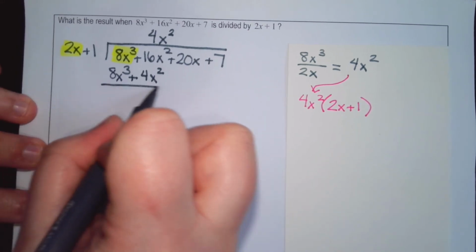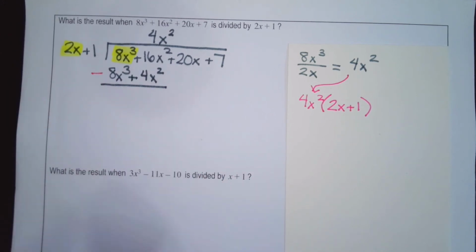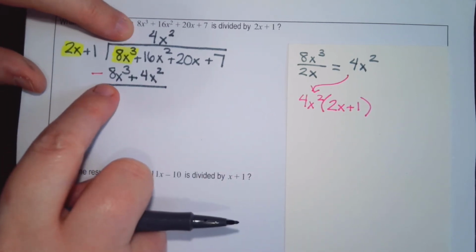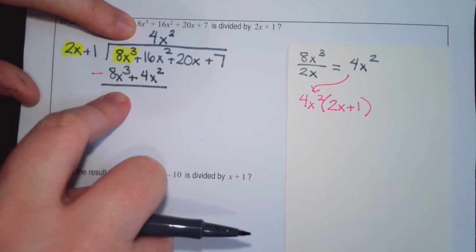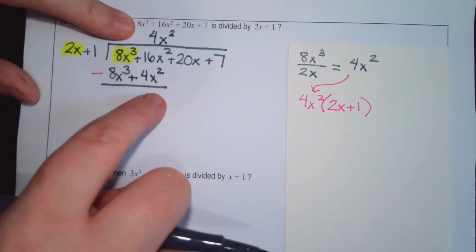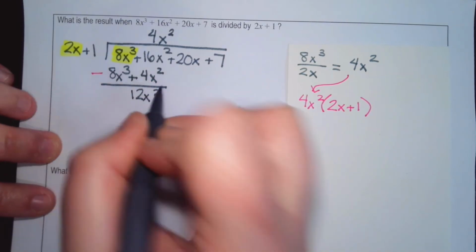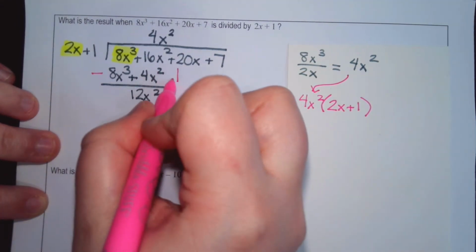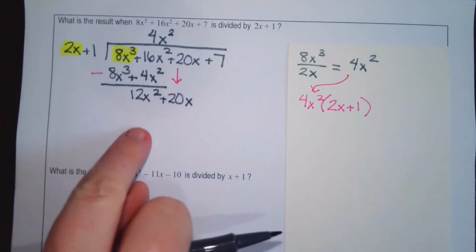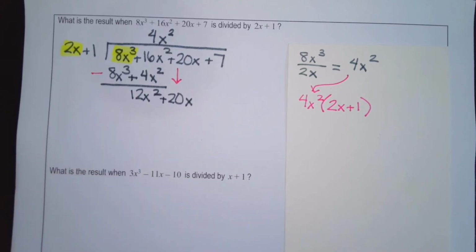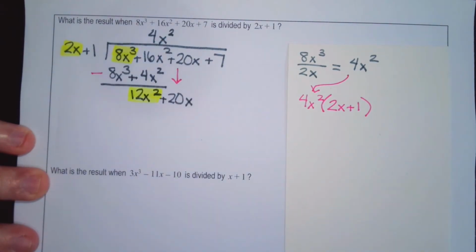Now, we subtract. So again, you know you're doing something right when the first terms cancel out. So 8x cubed minus 8x cubed cancels out. Then 16x squared minus 4x squared is going to be 12x squared. And then we bring down the 20x. Since we still have variables, we keep dividing, and my new leading term is 12x squared.